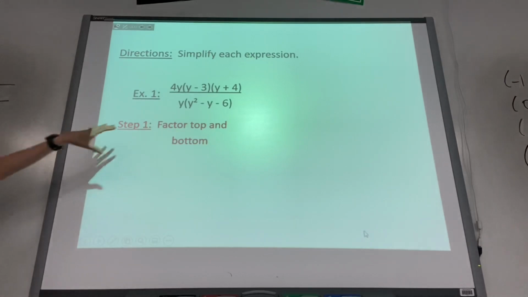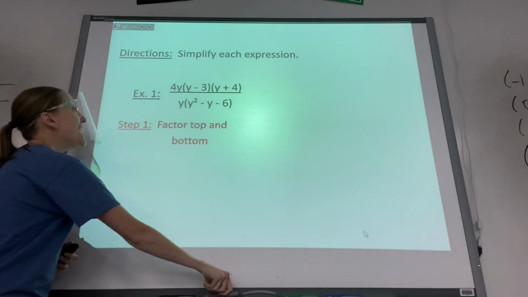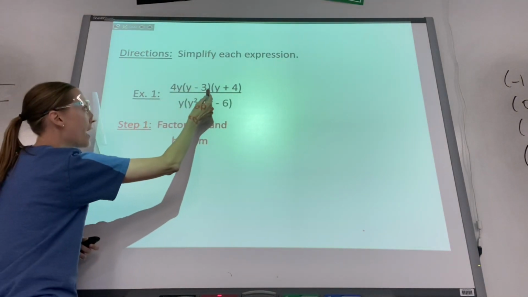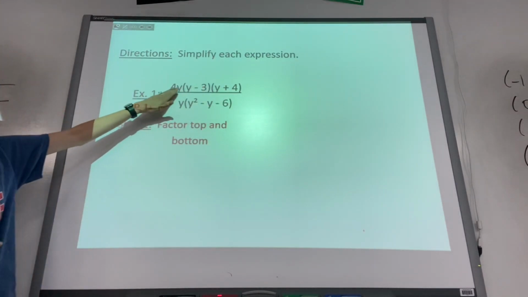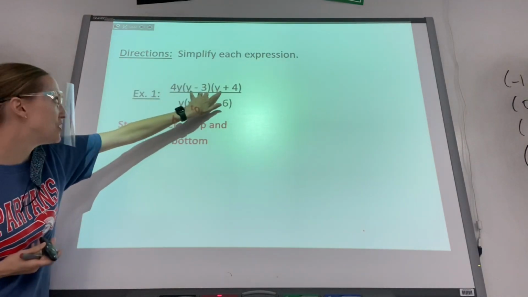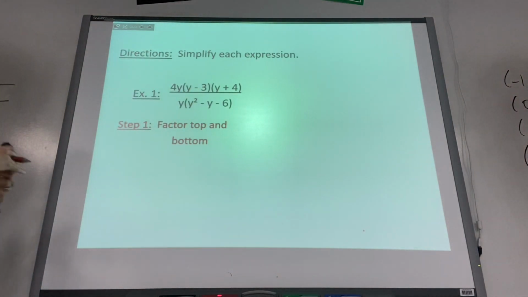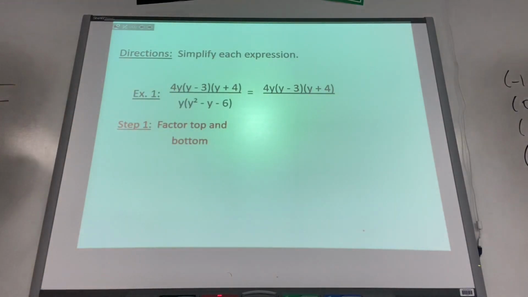Now, I will say that sometimes you can do a lot of factoring. Other times you may not have a whole lot to do. If you look on top here, 4y times y minus 3 times y plus 4, I actually don't think there's any factoring to do. It looks like it's already been factored with those 2 parentheses there. So I'm going to leave the top part the way it is, because once again, it's basically already been factored.